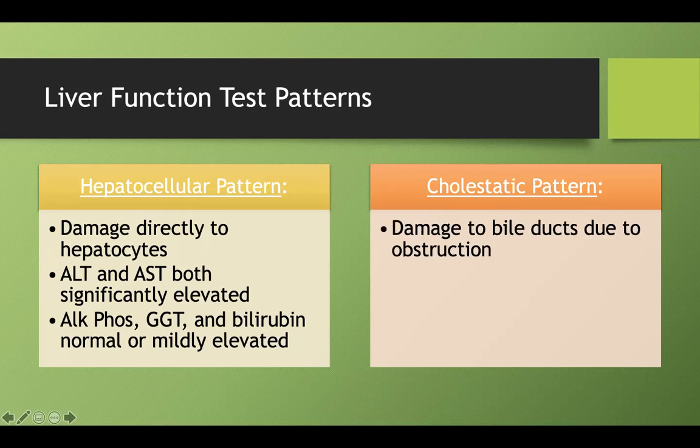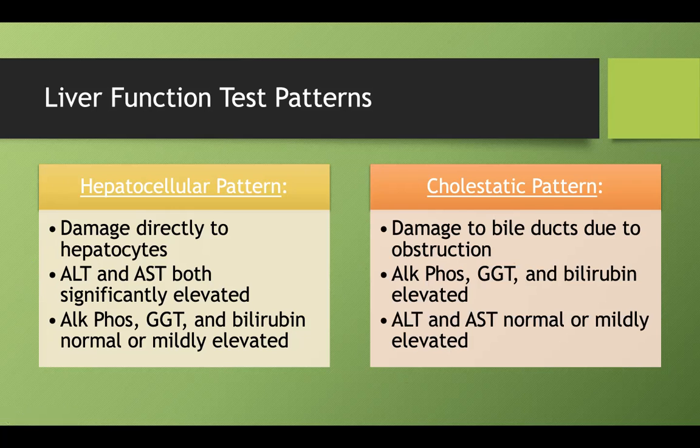What if we see an obstructive or cholestatic pattern? This is happening because of damage outside of the liver, more to the bile ducts or some other obstruction going on. And what's happening here, as we just saw, is that our favorite alk phos, GGT, conjugated bilirubin are all elevating because they leak out into the bloodstream. They have nowhere to go. On the other hand, because the damage really isn't directly related to the liver, the ALT and AST will either be normal or just a little bit elevated.